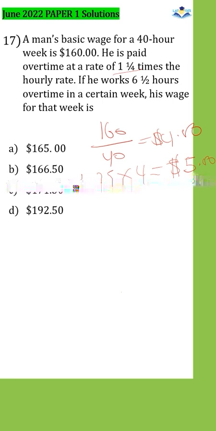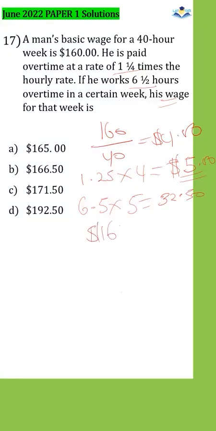The question went on to say that if he works 6.5 hours overtime in a certain week, what would his wage be? So if he works 6.5 hours, that's 6.5 multiplied, this is overtime I'm calculating, by 5, is going to give me $32.50. Now, to figure out his weekly wage, I'll have to add what he works for in 40 hours, $160, and his overtime of $32.50, and I'll get $192.50. So the answer for question 17 is D.